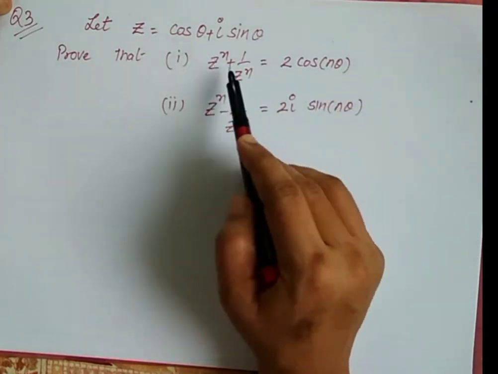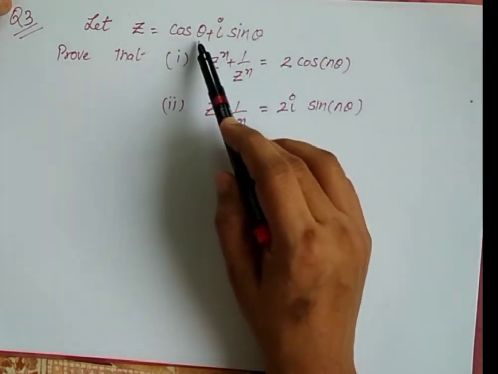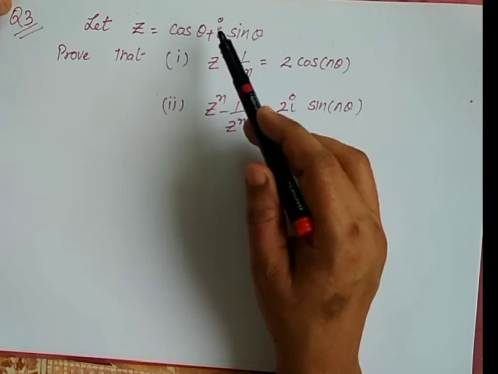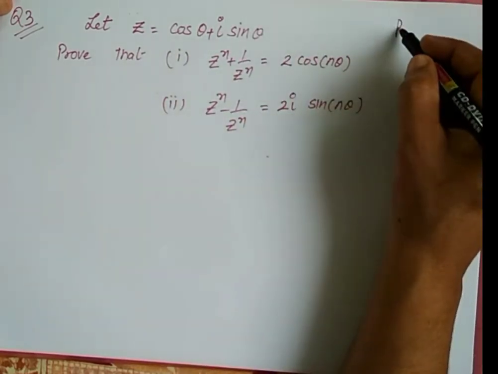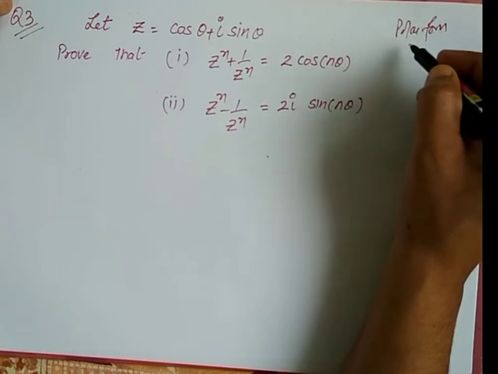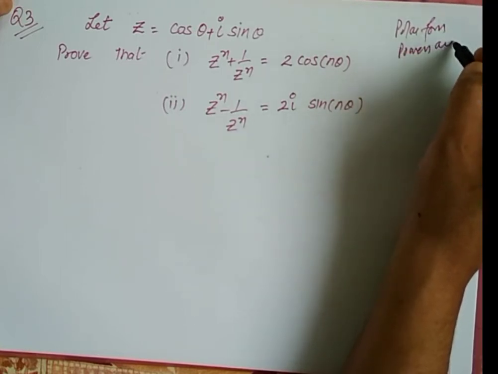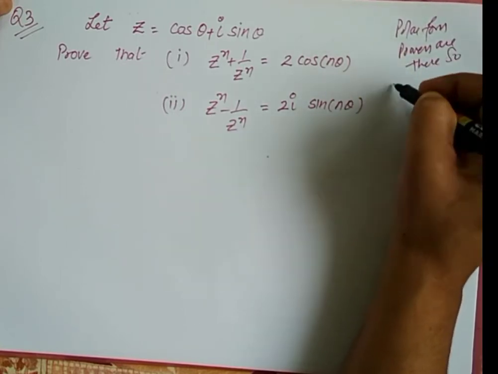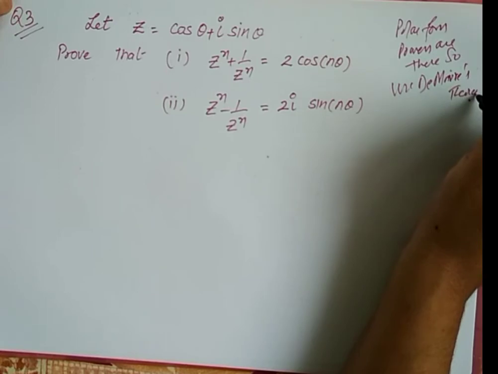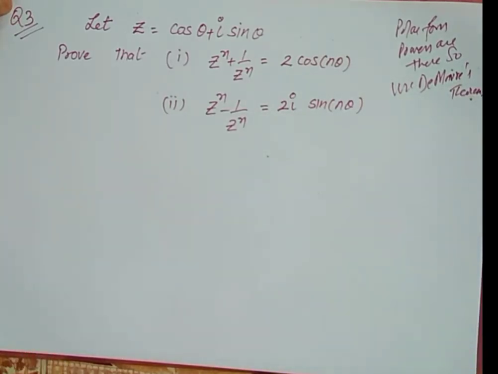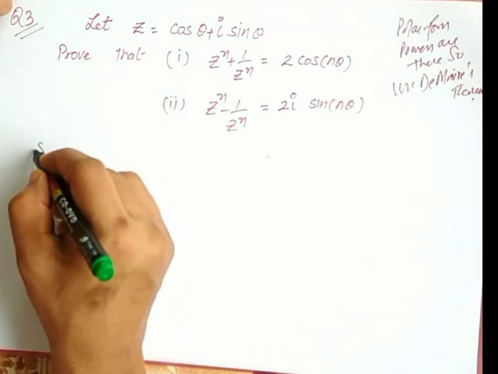So when angles are involved, cos theta plus i sin theta, this polar form is involved here and the powers are involved. Polar form is there, powers are there. So use De Moivre's theorem. Use De Moivre's theorem. Okay, let us try to solve this problem. Solution.